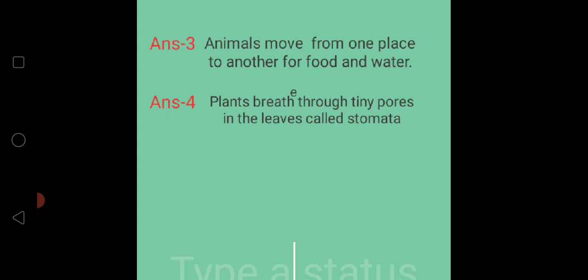Plants, P-L-A-N-T-S, plants, breathe. B-R-E-A-T-H-E, breathe की spellings write कर लीजिए. E आपको ऊपर दिया हुआ है, miss हो गया था इसलिए ऊपर लिख दिया हमने. B-R-E-A-T-H-E. Plants breathe through, T-H-R-O-U-G-H, through.